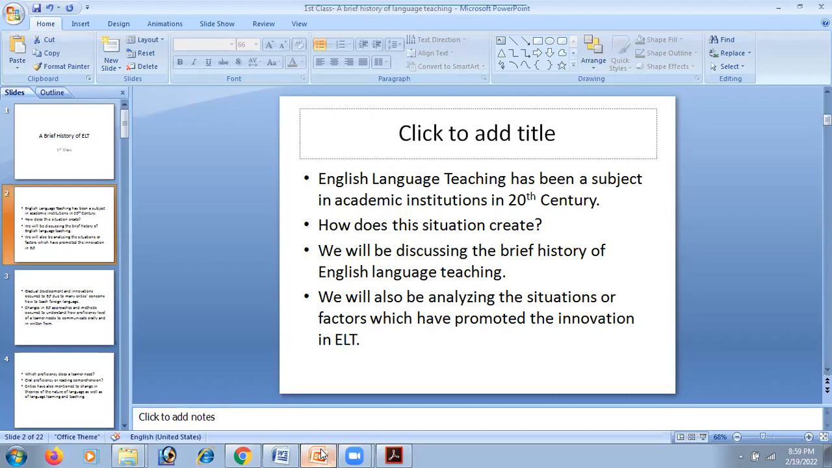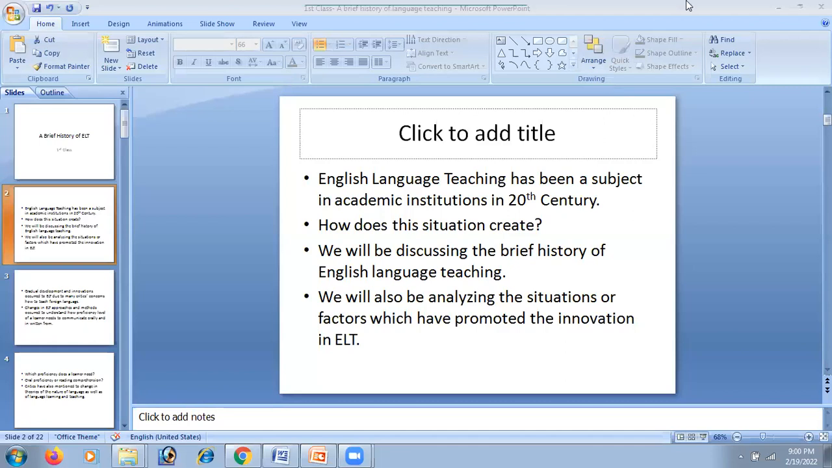So how does this situation create? How did this situation create? We'll be trying to answer this question, as well as we will also be trying to analyze the question, that is, in which situation or in which factors English language learning became and promoted several methods and approaches in the world history.